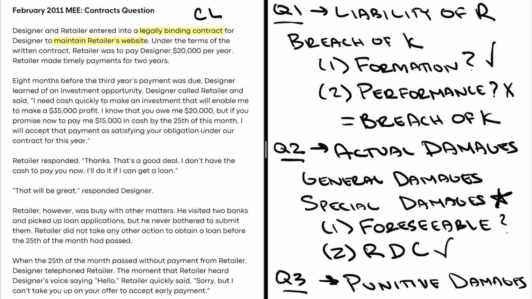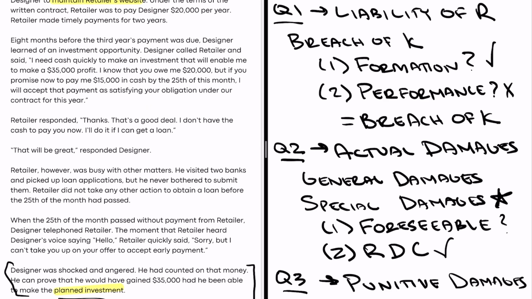Okay, next, the facts tell us that under the terms of the written contract, retailer was to pay designer $20,000 per year. Retailer made timely payments for 2 years. Okay, so not entirely clear here. This paragraph just seems to be setting up the fact pattern. I'm not seeing exactly where we bucket this yet, so I'm just going to keep reading more facts.